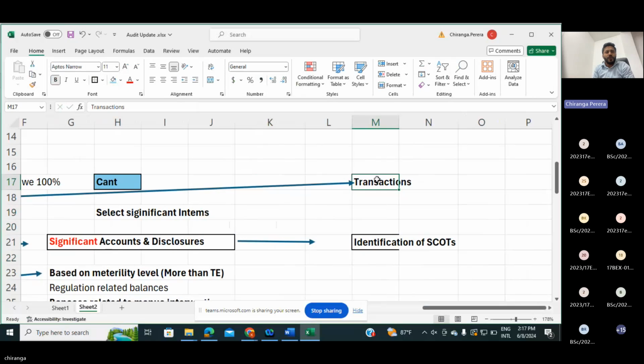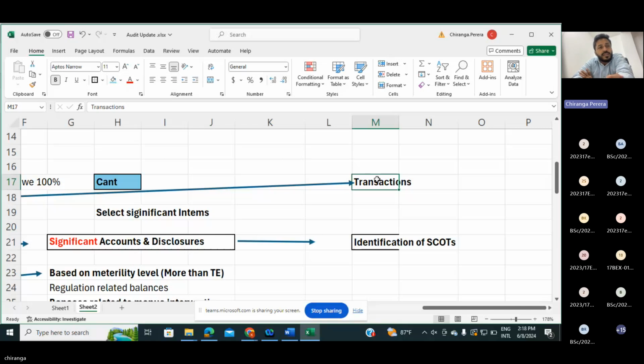Transactions, right? How about these transactions? Can you select significant transactions? In the balance sheet and P&L and cash flow and equity statement and disclosures, we have account balances and disclosures, a very countable number, right? We can count those things. One by one, we can evaluate and select what are the significant things. We can count down fingers and identify the significant account balances and disclosures.